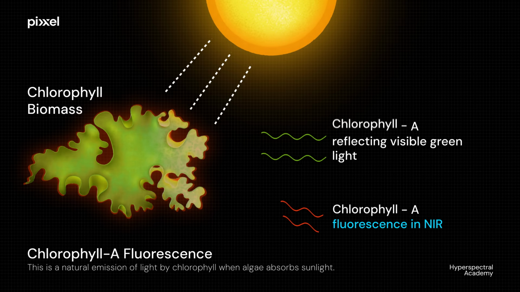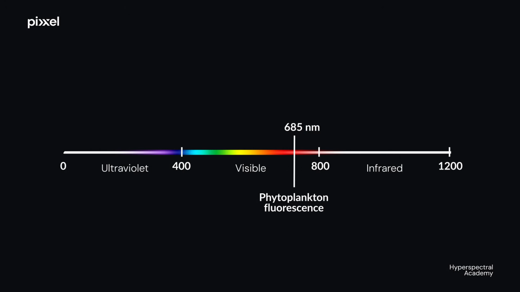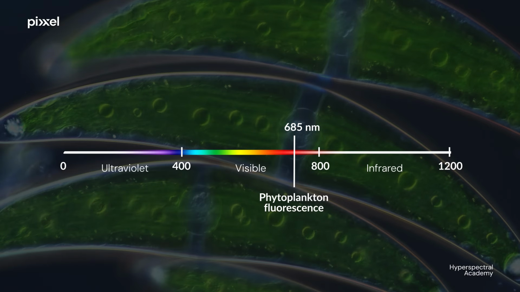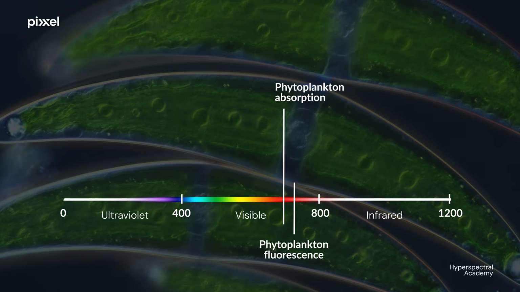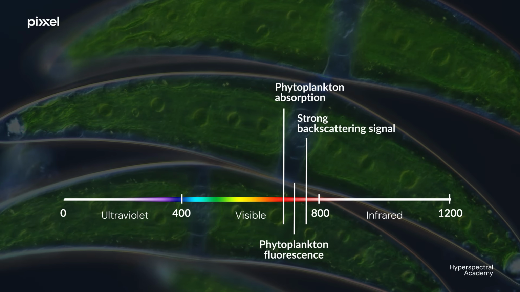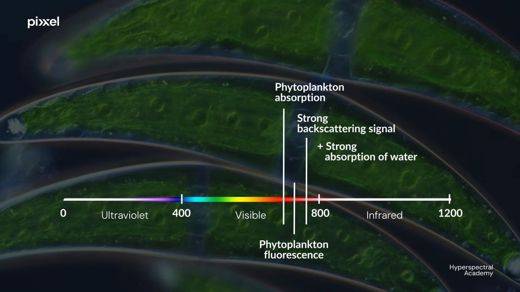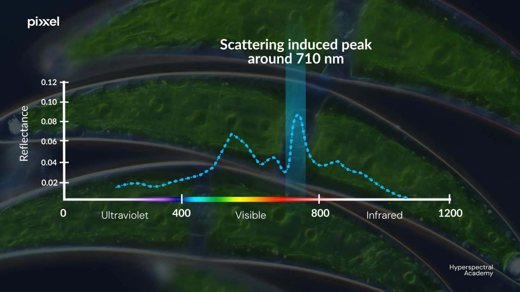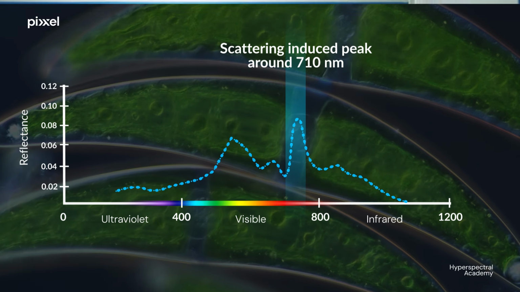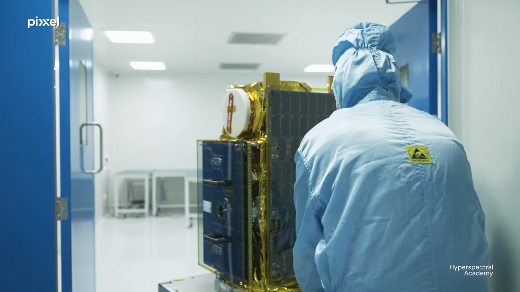Phytoplankton fluoresce at a very specific region centered at about 685 nanometers. And this becomes very evident as phytoplankton concentration starts to increase at very early stages of some blooms. However, as concentrations become very large, the absorption of phytoplankton at 675 nanometers from chlorophyll A and the strong backscattering signal in the near-infrared, combined with the strong absorption of water in the near-infrared, creates a significant scattering-induced peak around 710 nanometers.